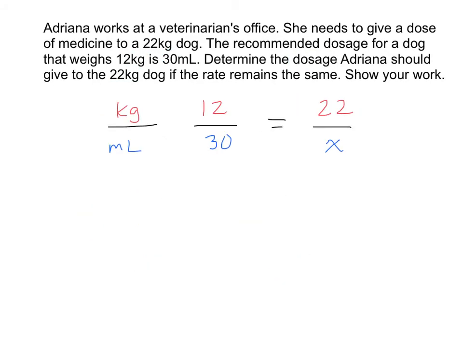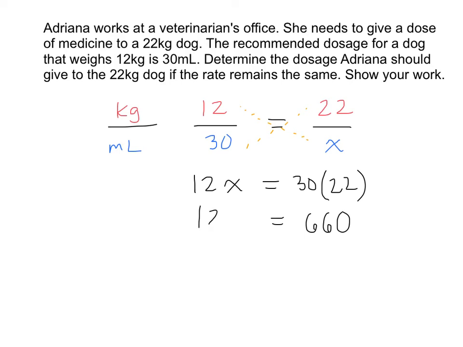Let's solve this using a different method, still working with proportionality. Instead of finding the scale factor, this time we are going to find the cross product. That means we're going to multiply across. So 12 times x can be written as 12x, and 30 times 22. We can simplify that. What's 30 times 22? 660. So 12x is equal to 660.